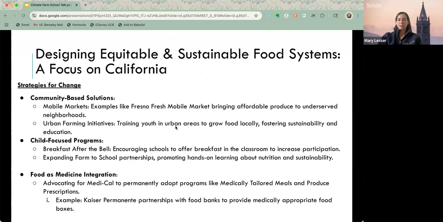So kind of in essence, to wrap up, things that I would say to focus on based on just my small lens and focus for today: community-based solutions, child-focused programs, and food as medicine integration would be my top 3 policy areas to focus on, to integrate in, to build equitable and sustainable food systems here in California, knowing that there are already some existing programs that have some really positive outcomes in terms of policy implementation and health related outcomes as well, but there is much more room for improvement.